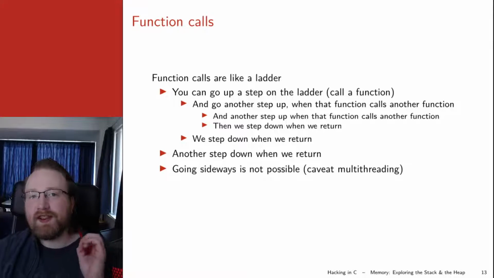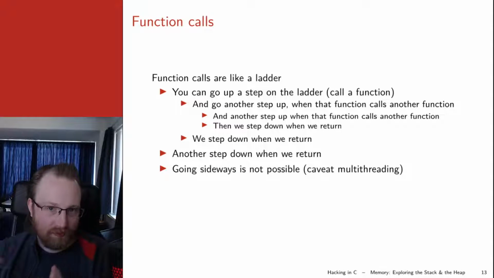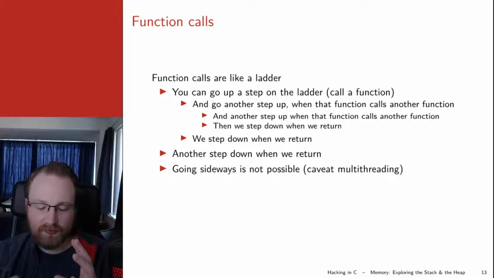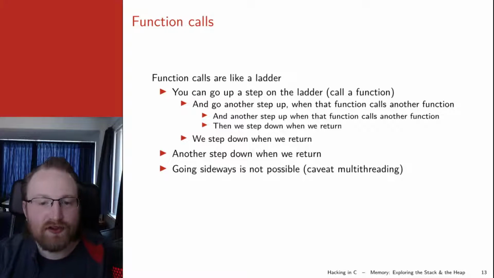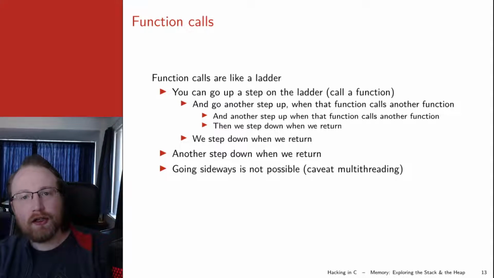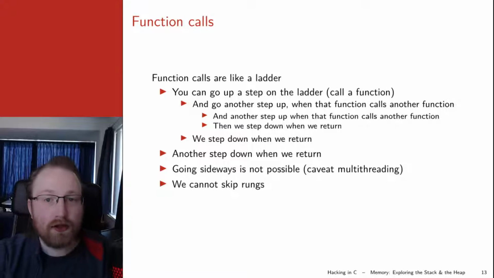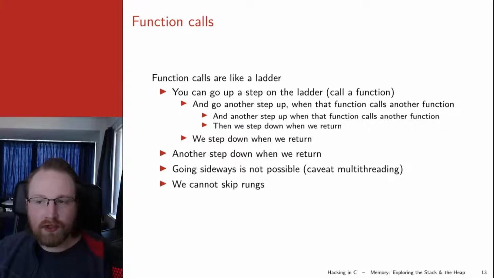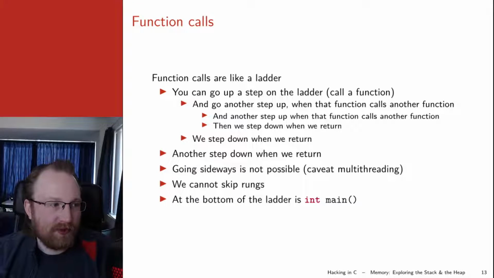Now, going sideways isn't possible on a single-threaded, single-process view. If you're multi-threading, then you actually have multiple stacks and you are swapping them around, and some of them may point to the same thing in memory, but don't bother with that, multi-threading is way out of scope for this course. So just assume for a minute, going sideways is not possible. We only have this one ladder. We cannot skip rungs. We cannot call two functions at once. And we cannot return from two functions at once. And at the bottom of the ladder is the main function.